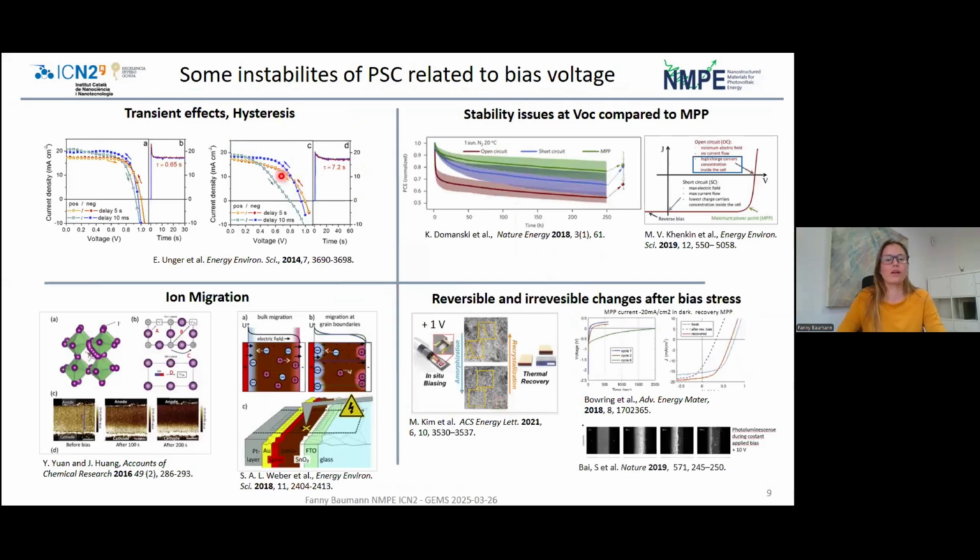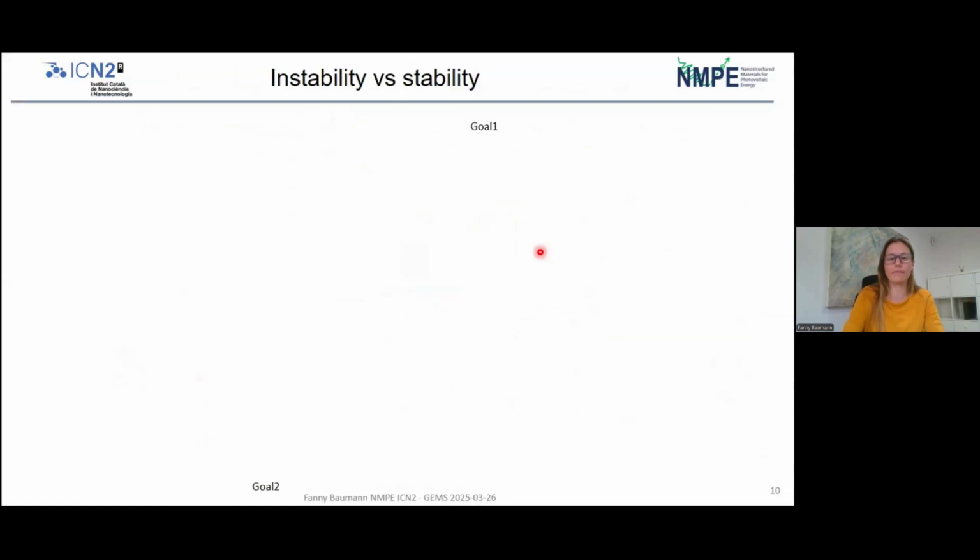There have been reports of instability related to bias voltage for a long time. This includes hysteresis and transient effect, stability issues at open circuit voltage compared to at the maximum power point when doing operational stability testing, ion migration driven by electric fields, and also reversible and irreversible changes when applying a forward bias, such as loss of crystallinity and loss of photoluminescence.